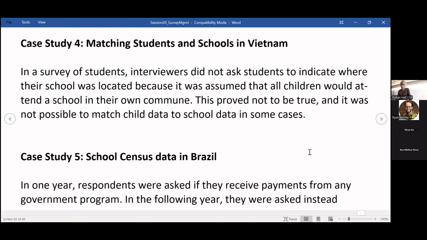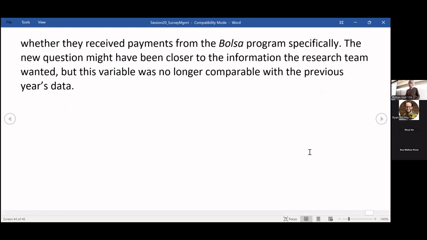This one, Brazil, I don't remember what it was. This was just a change in a school census. So in one year, they asked, do you participate, do you get money from this program. The next year they asked, do you get money from this particular program, the Bolsa program? So the data were not comparable over time.